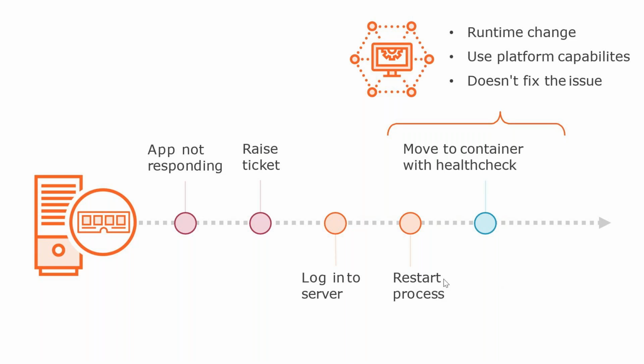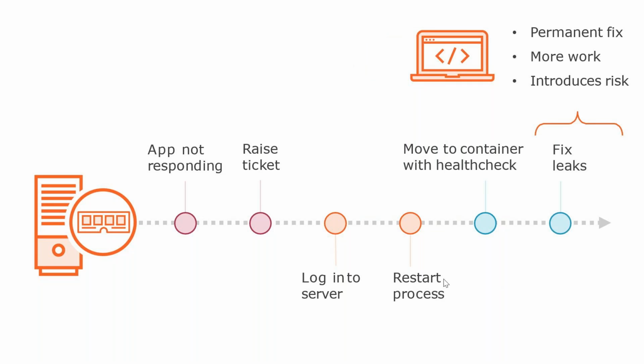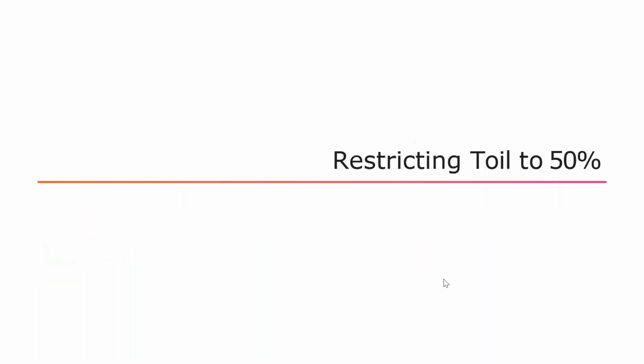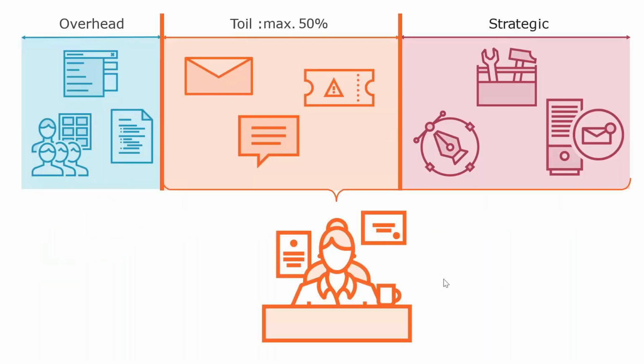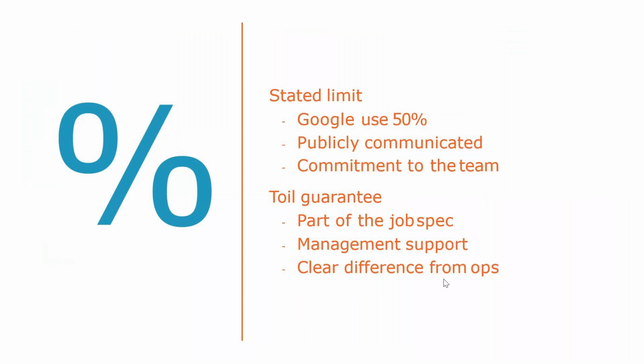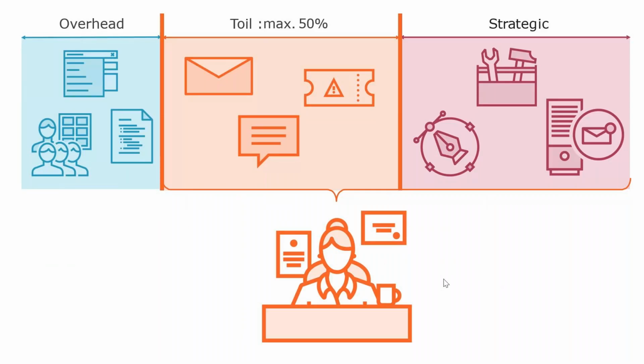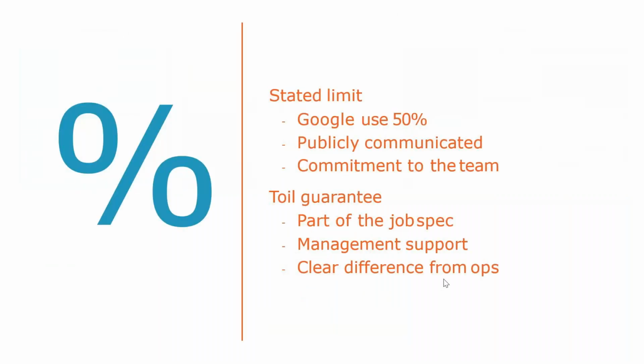Just a technology upgradation has solved your problem, and this is called the SRE approach. So fix the issues. Google suggests that at any given point of time you should not cross toil more than 50%. That is the recommendation from Google. The stated limit Google uses is 50%. They have communicated publicly the commitment to the team and the toil guarantee as part of the job spec. Management should support it, with a clear difference from ops.